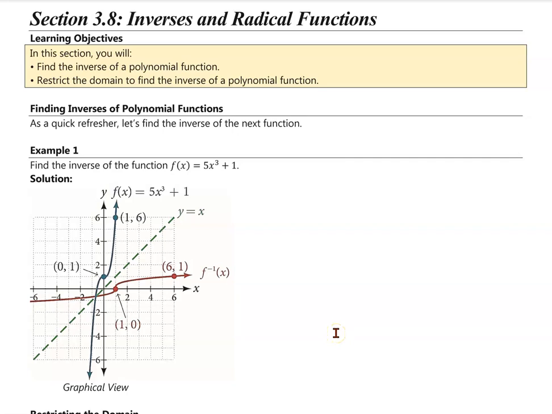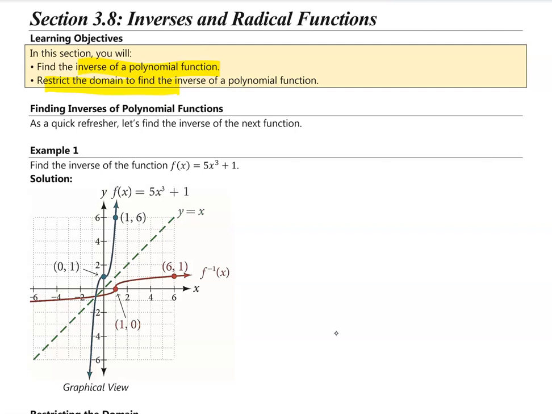Section 3.8 Inverses and Radical Functions. In this section, you will find the inverse of a polynomial function and restrict the domain to find the inverse of a polynomial function. Okay, let's start. Finding inverses of polynomial functions.